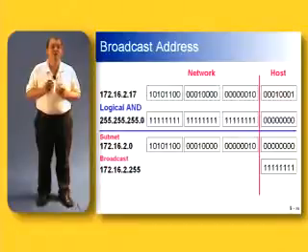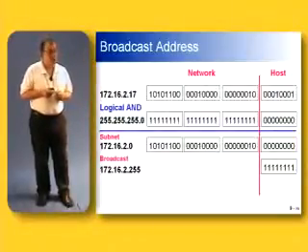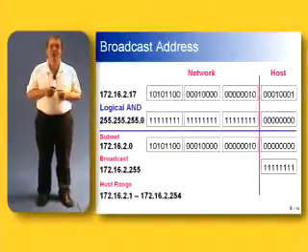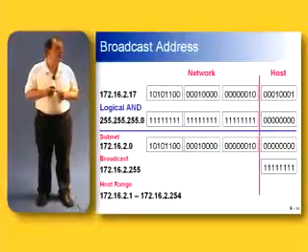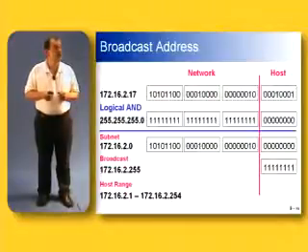So the broadcast address is 172.16.2, that's the subnet portion of the address, and 255, that's the host portion of the address, all set to ones. So our broadcast address is 172.16.2.255. Anything in between those is the host range. So the host range is from 172.16.2.1 all the way up to 172.16.2.254.